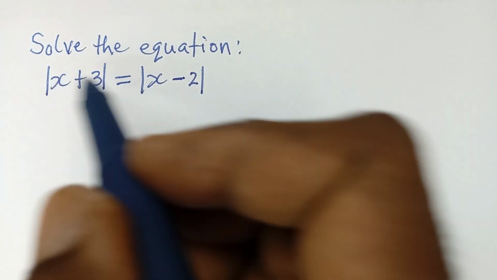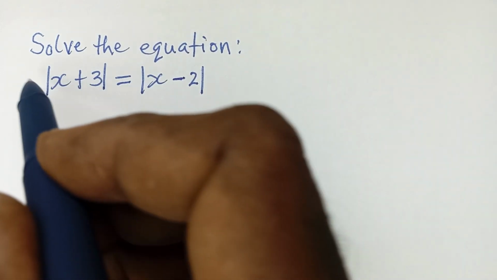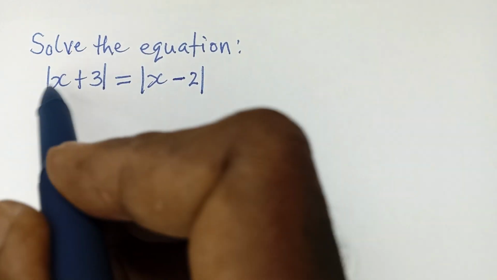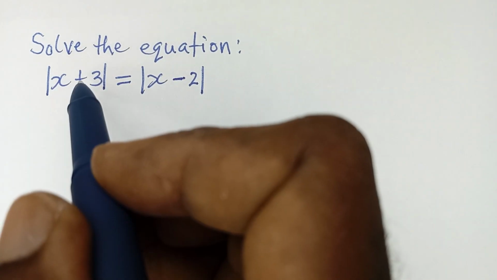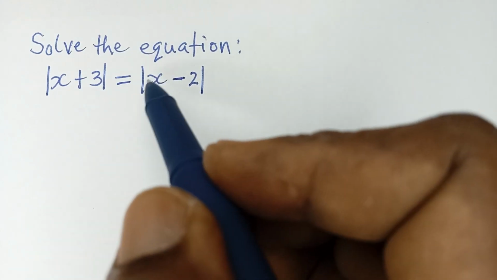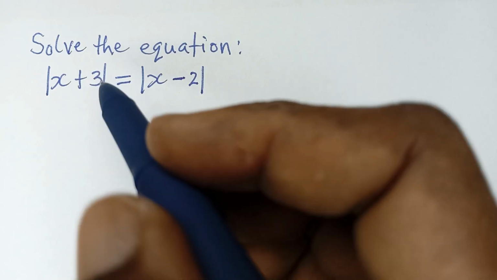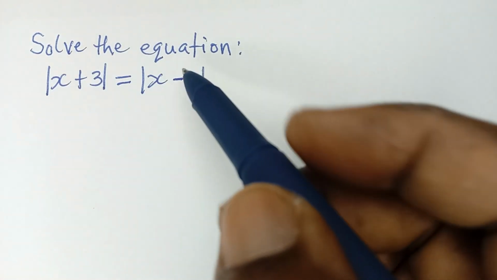Don't forget, when you have expressions like this, it means that this part can be positive or negative. When the bars are written on an expression like this, it means it can either be positive or negative. This part can also be positive or negative. So for us to make both sides really equal, the best thing is to square the two sides.